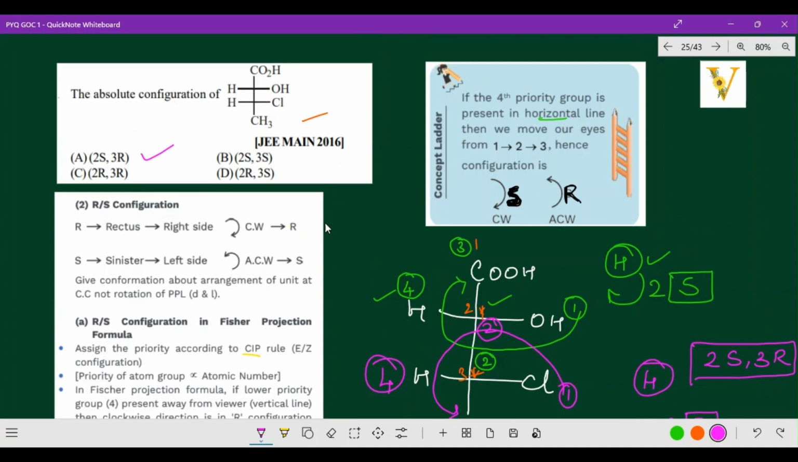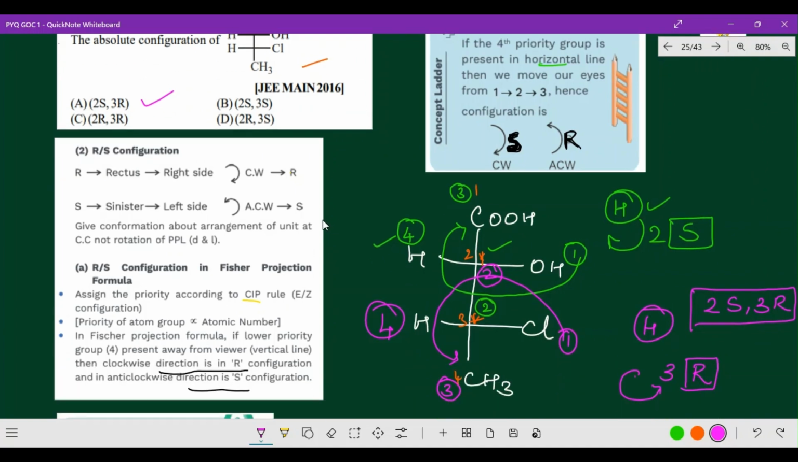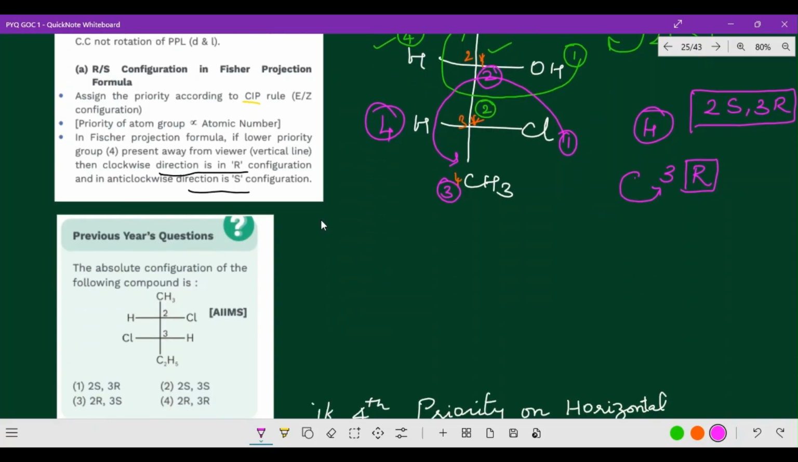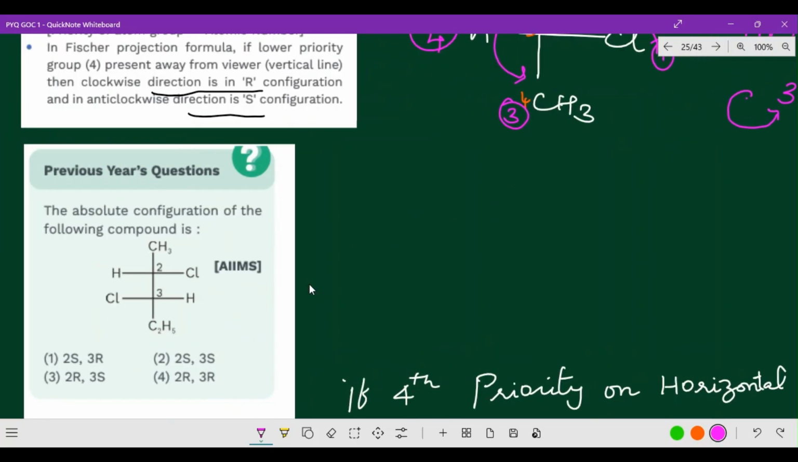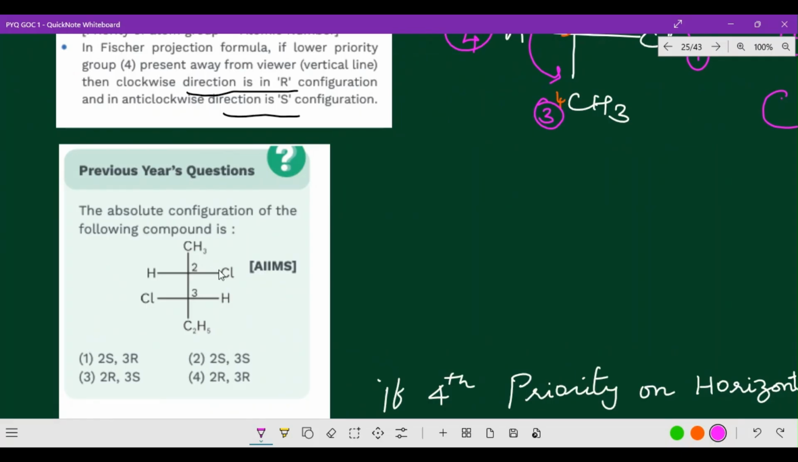Hope you got that idea. If we look at some more questions, we can identify very clearly. That is why I purposely brought this question too. Absolute configuration of the following compound: CH3, CHCl, CHCl, C2H5. Now let us identify with this question. This is the first carbon, and the second and third they themselves have given. Now this is the fourth carbon.